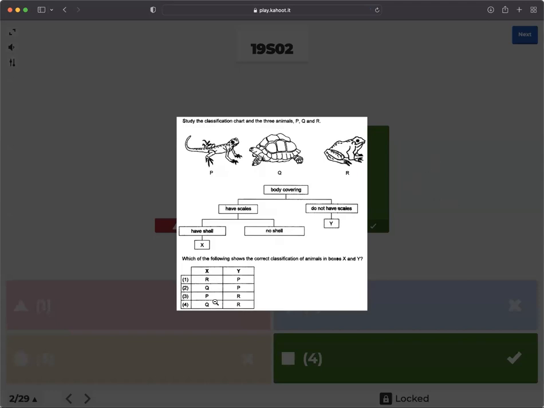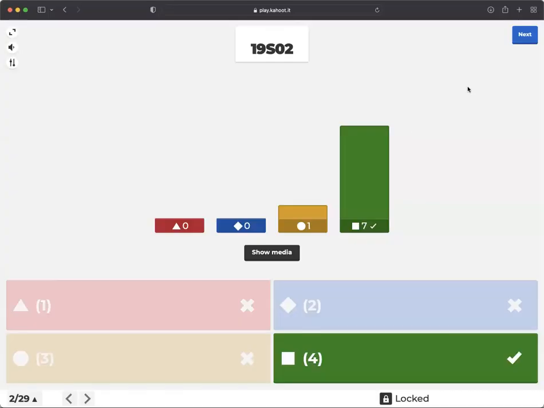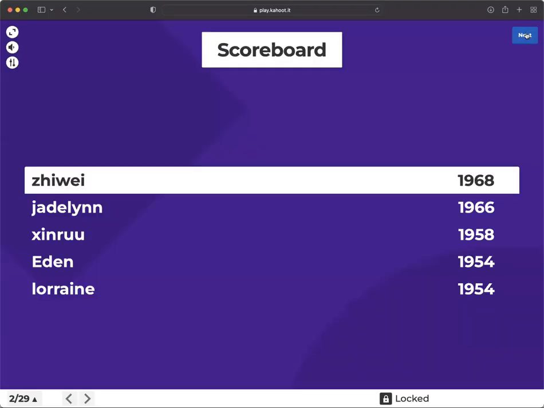Okay, why don't we choose yellow? Yellow is number 3. Okay, P and R. So body covering, have scale, have shell. You choose this one. Does this thing have scale? No, right? So this one does not have scale. You choose R. Now this does not have scale is correct. But this one, does it have scale? Okay, so understand now. Let's continue. So the answer is 4 or green color. Next question.